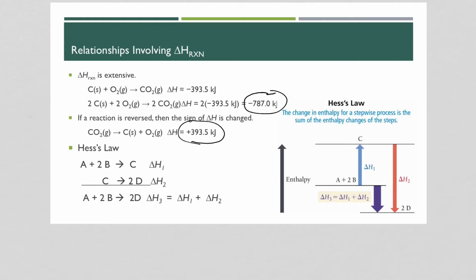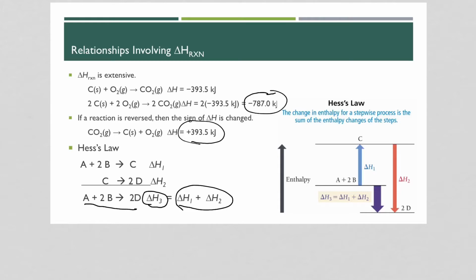Now, a third relationship is something called Hess's law. And Hess's law simply says that if I have a sum of processes or a sum of reactions, I can add those reactions up to get an overall reaction, and the enthalpy change of the overall reaction is going to be the sum of the individual enthalpy changes. So if I have two reactions, 1 and 2, that I add together to give me an overall process 3, then the enthalpy change of 3 is simply the enthalpy change of 1 plus the enthalpy change of 2.